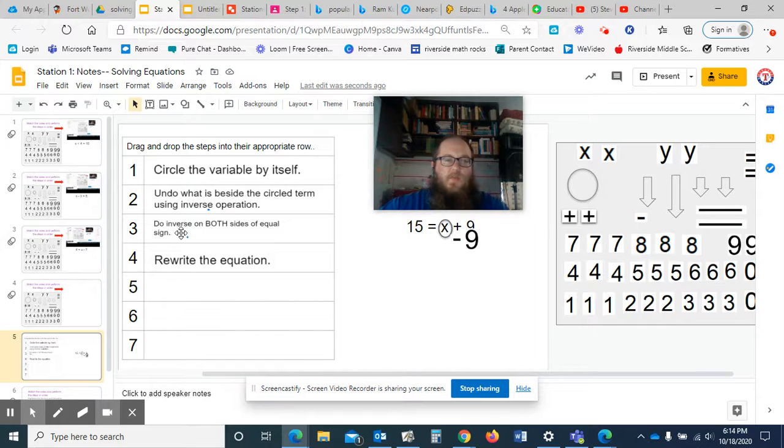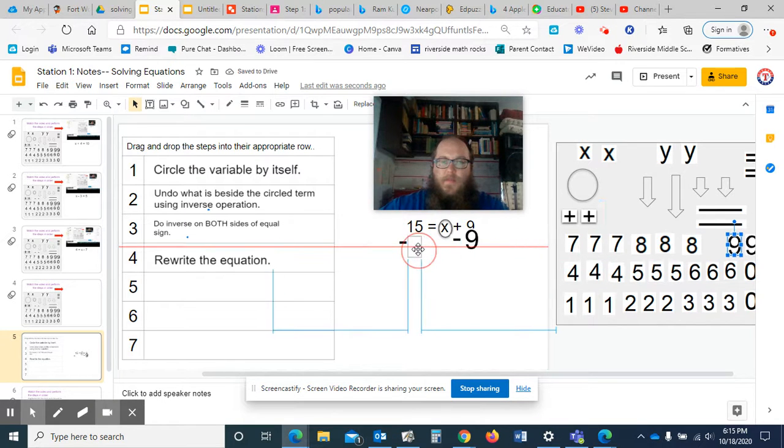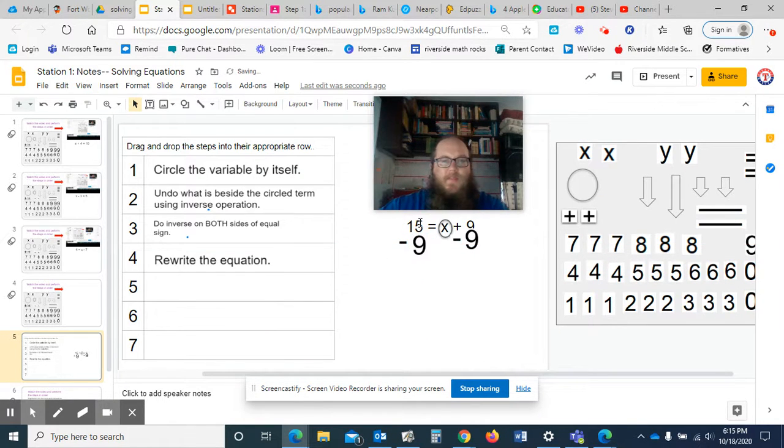Step number 3, do the inverse operations on both sides of the equal sign. So if I subtract 9 on the right-hand side, I must also subtract 9 on the left-hand side of my equation over here. So in this case, I'm going to say 15 minus 9. Now the difference is on the right-hand side, 9 minus 9 would give me 0. So that doesn't help me. That just cancels it out. But on the left-hand side, we actually would get an answer. 15 minus 9 leaves us with 6. So I'll bring down my 6.